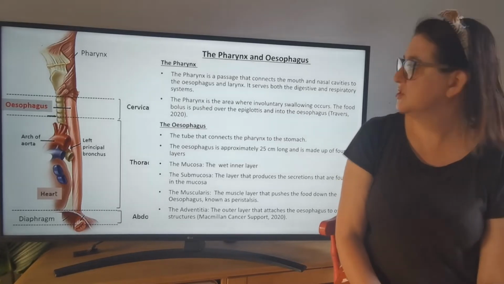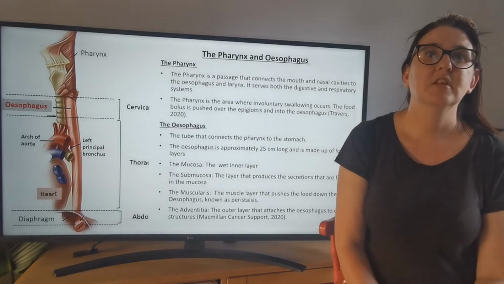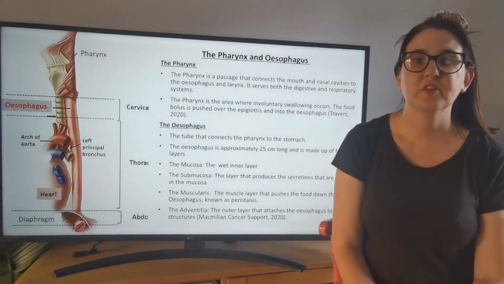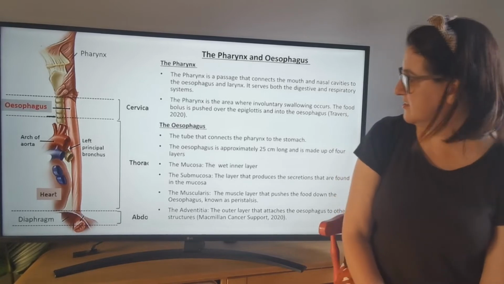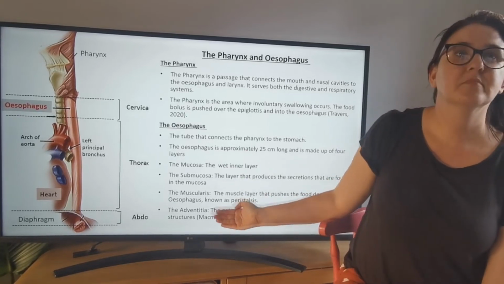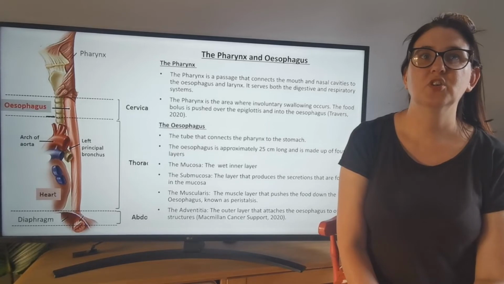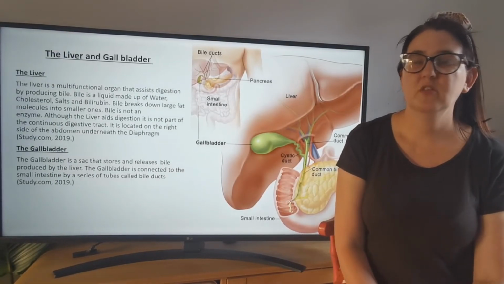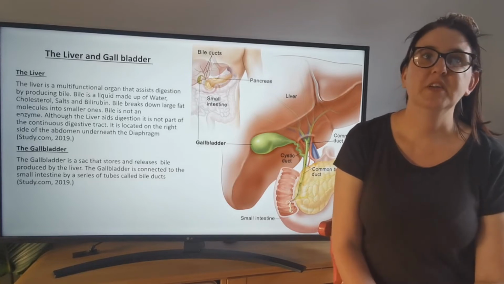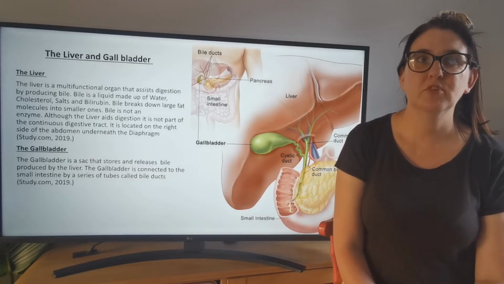The esophagus is the tube that connects the pharynx to the stomach. The esophagus is approximately 25 centimetres long and is made up of four layers detailed in this slide. The liver is a multifunctional organ that assists digestion by producing bile. Bile is a liquid made up of water, cholesterol, salts and bilirubin.